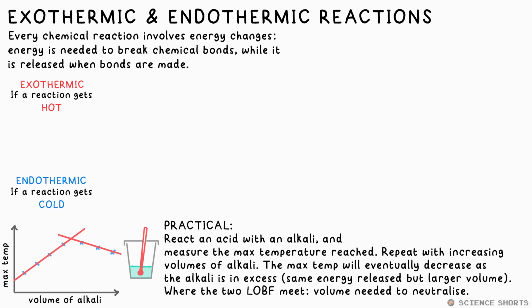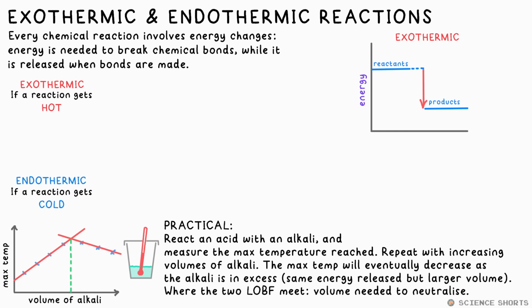We can draw two lines of best fit for the rise and fall in these maximum temperatures, and where they meet tells us how much of the alkali was needed to neutralize the acid. We can use an energy profile to help us visualize the difference in energies between the reactants and the products.